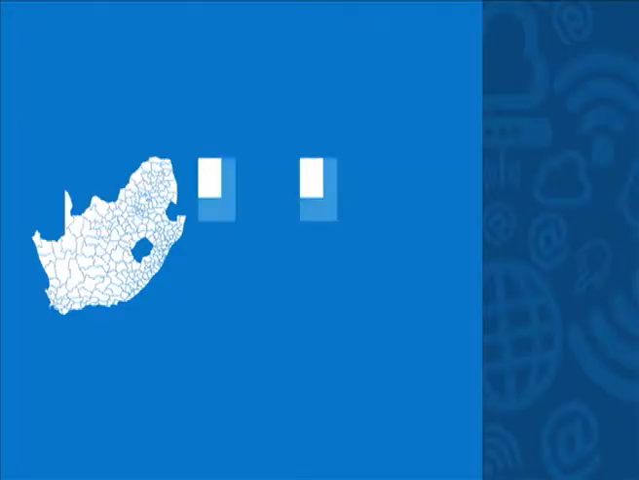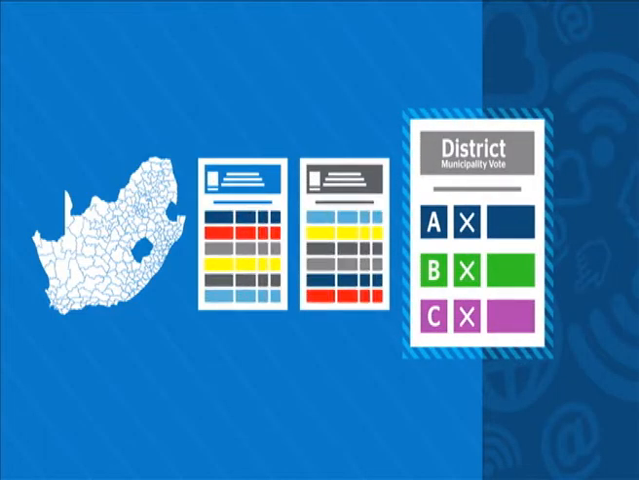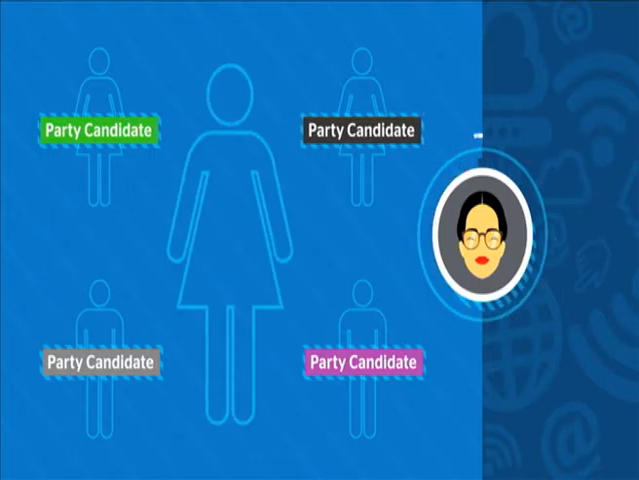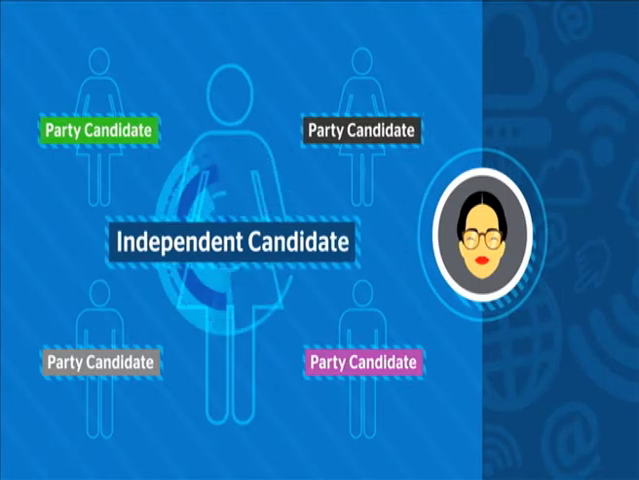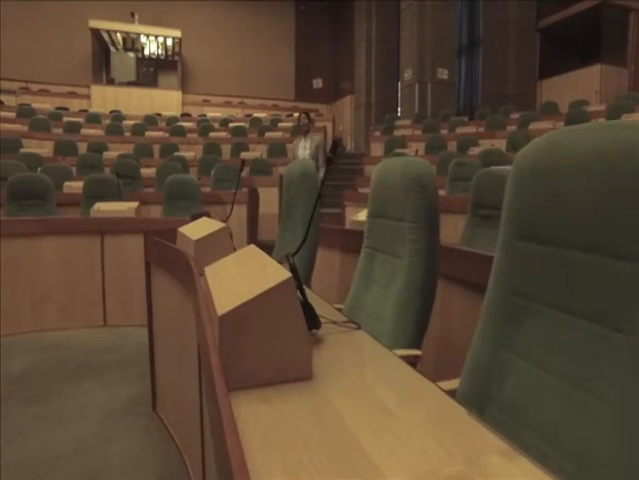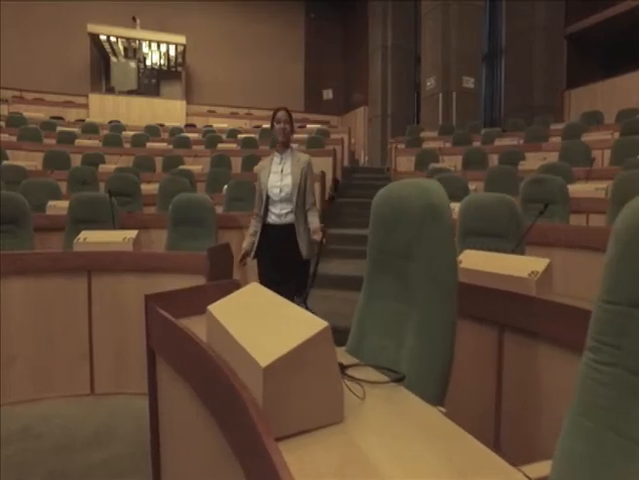And remember, if you're not in a metro, there'll be a third vote. This ballot lists all the political parties for the district vote. The only time your vote will not count towards the proportional seat is if you vote for an independent candidate. And that's how your mark determines how your city is governed.